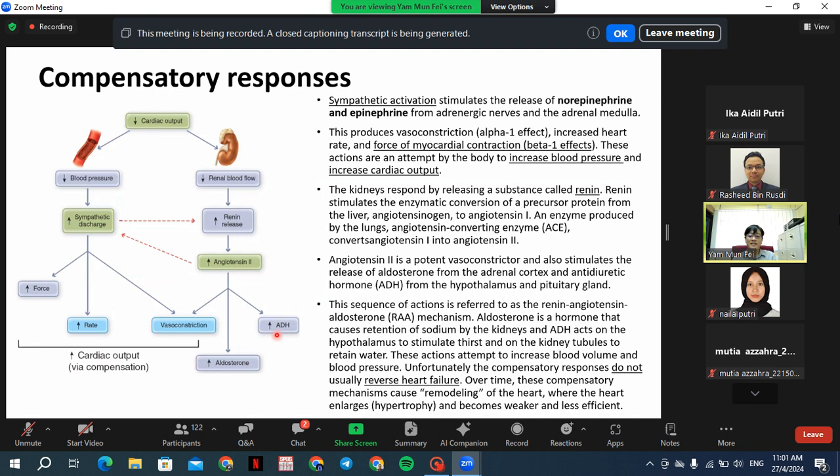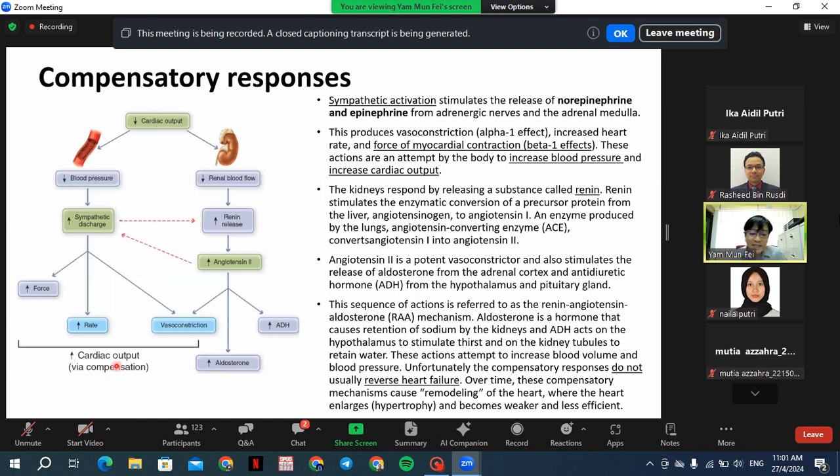Antidiuretic hormone is actually produced from your adrenal cortex. Aldosterone basically is produced from your hypothalamus. Not produced from the hypothalamus. Aldosterone is not produced from the hypothalamus. Aldosterone is produced from the pituitary gland.